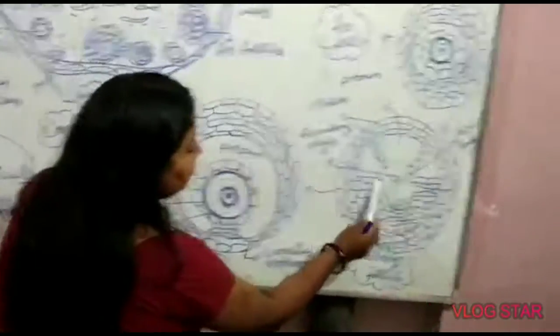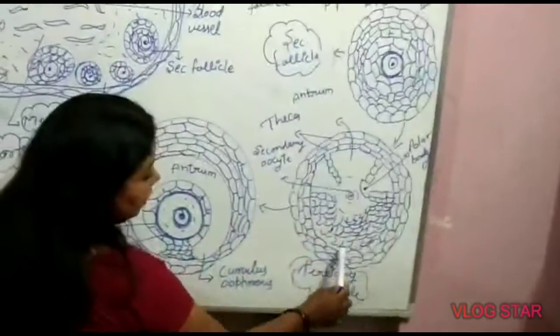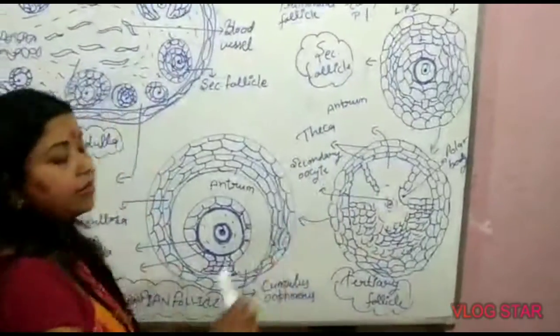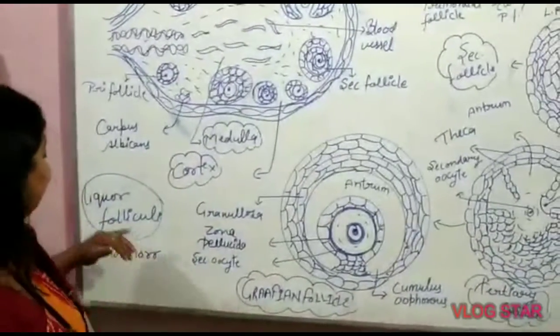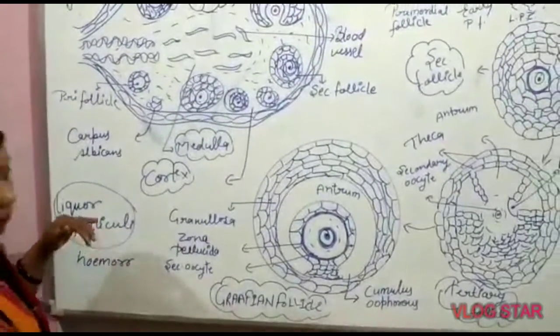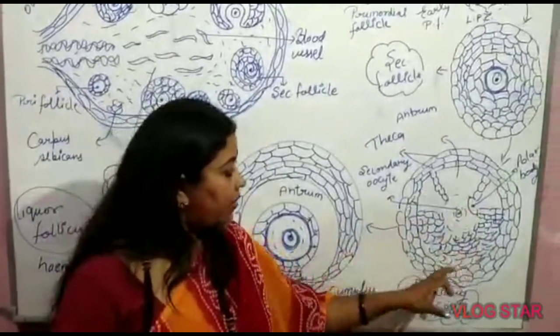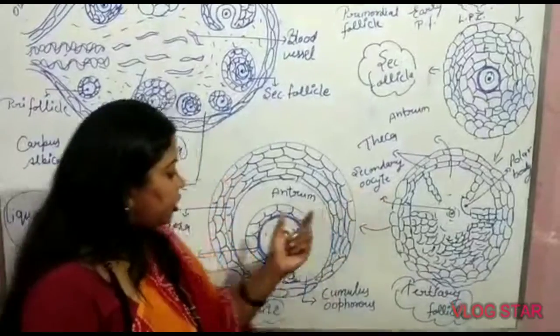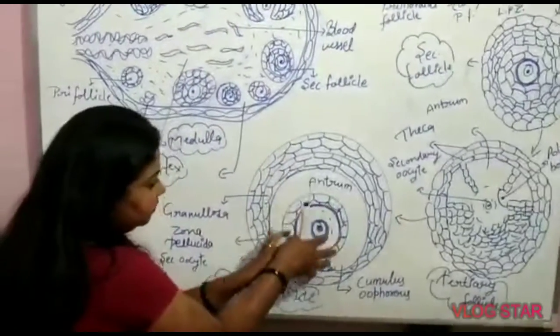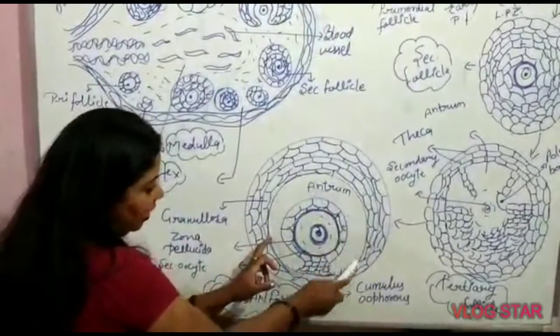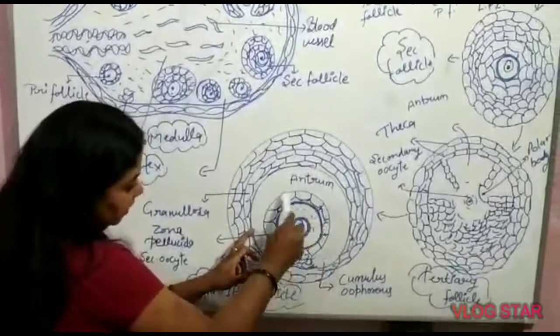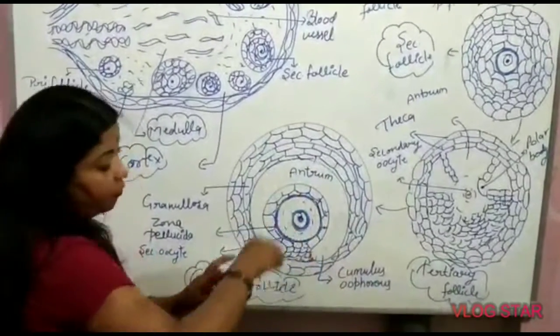This secondary oocyte is covered again by numerous layers of granulosa, and after that this granulosa secretes liquor folliculi, that is the liquid which forms the antrum, and due to the antrum the secondary oocyte shifts in one direction. You can see in this diagram one clear cavity, the antrum, and the secondary oocyte shifted in one direction.